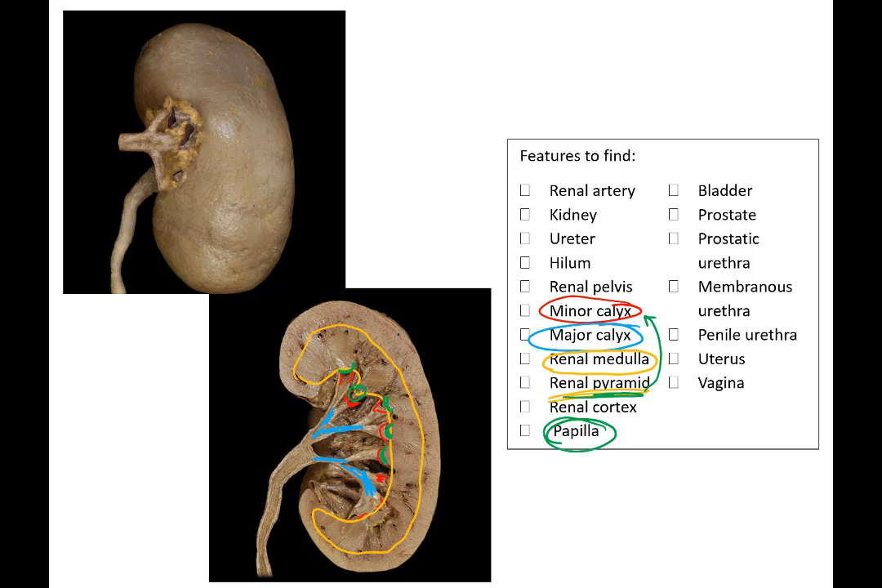And then this region out here is the cortex, and it goes all the way around the outer portion of the kidney. And it's in the cortex that you can find the glomerulus, the proximal convoluted tubule, and the distal convoluted tubule, as well as the interlobar arteries, afferent arterioles, and efferent arterioles.